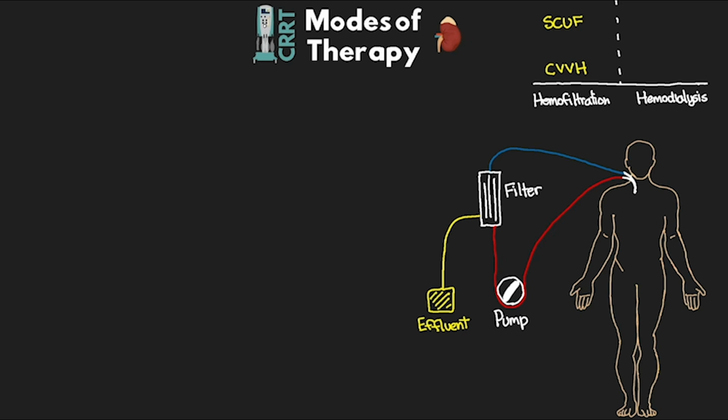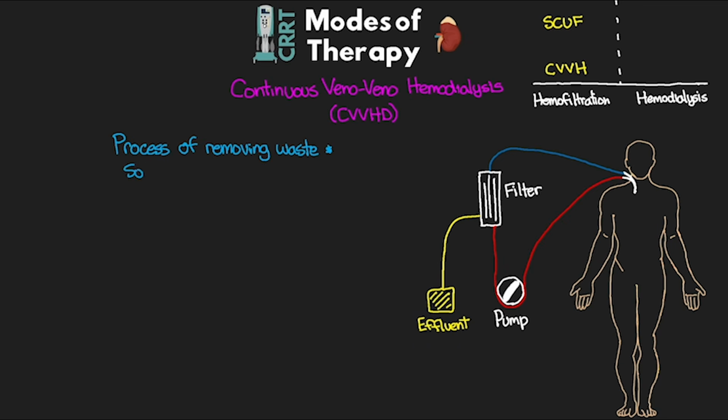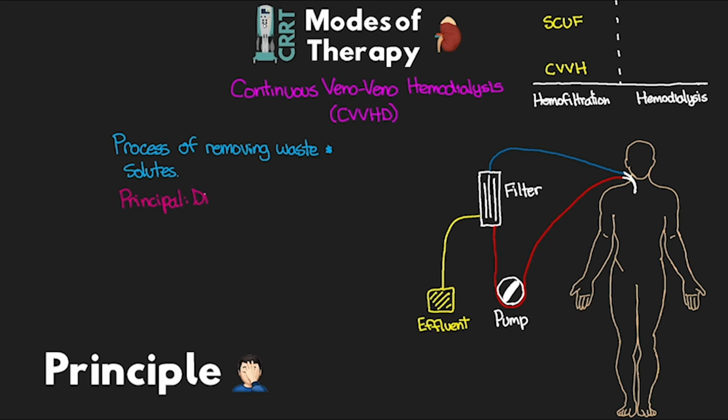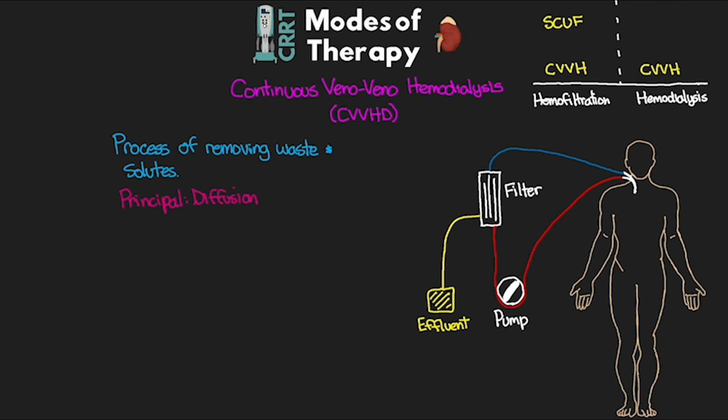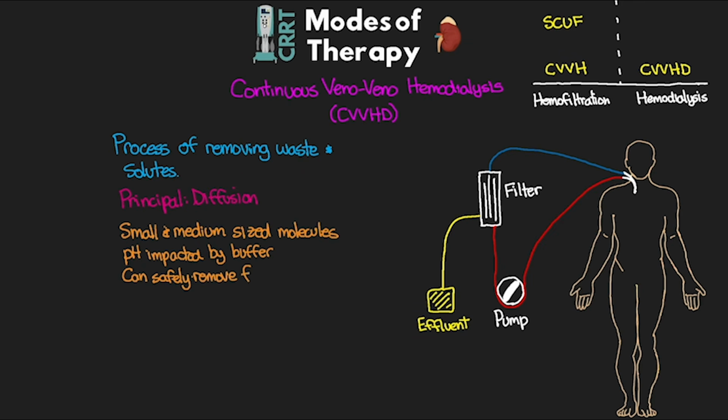Alright, so let's go ahead and move on, and we'll talk about the next mode that we have here, the continuous veno-veno hemodialysis, or CVVHD. Now this is going to be the process of removing waste products and solutes. And for this mode, we're going to be using the principle of diffusion, also known as hemodialysis. And so let's go ahead and add that one into the chart here under the hemodialysis column. And so here in this mode, we're only going to be removing the small and medium-sized waste products and solutes, as well as our patient's pH is going to be impacted by the buffer that's contained in the solution that we use. Now we can also use this mode to safely remove fluid volume from the patient.